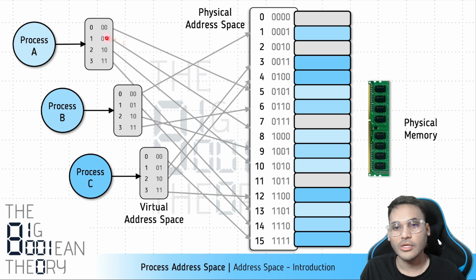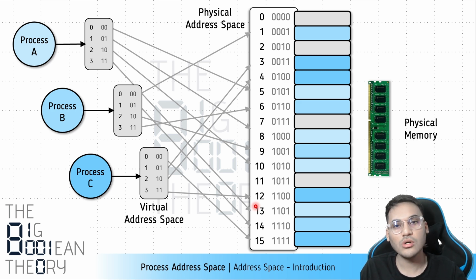The collection of these mappings: 0 is mapped to 5, 1 is mapped to 8, 2 is mapped to 10, and 3 is mapped to 13. If you collect all of these mappings and put them into a table, that is called the page table. We'll understand what a page is, but the point is that the page table is a data structure where we store all of the mappings between virtual and physical addresses. And this is how the information related to a process address space is stored for every process.